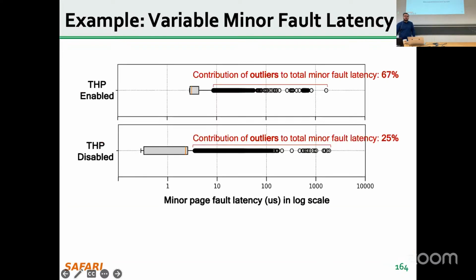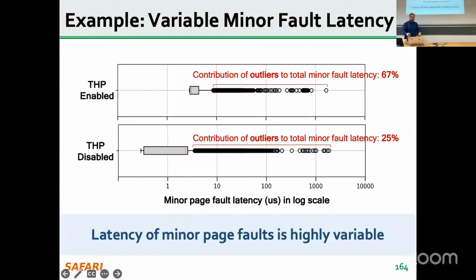Same thing for the minor page fault latency. In this example, we enable transparent huge pages and we disable transparent huge pages, and we saw much different behavior in the amount of outliers in terms of the minor page fault latencies. We see that the latency of the minor page faults is highly variable. We cannot just keep it to a static number.